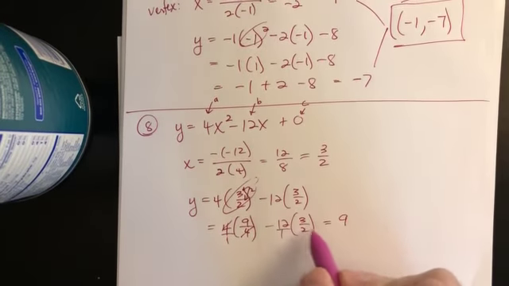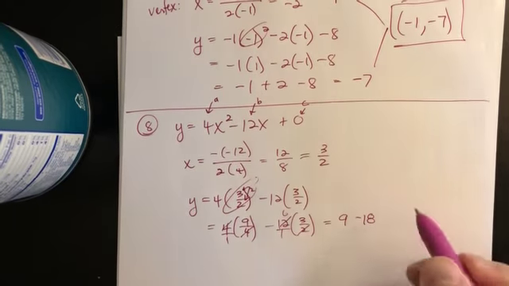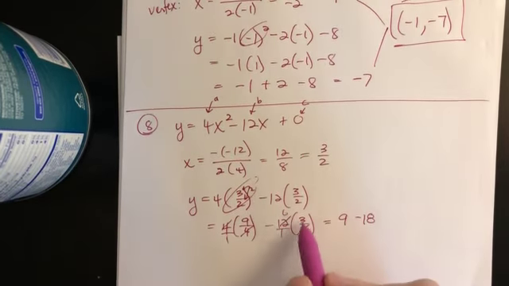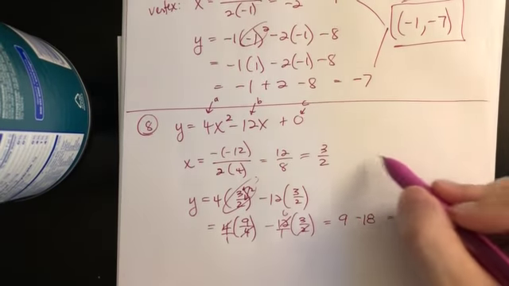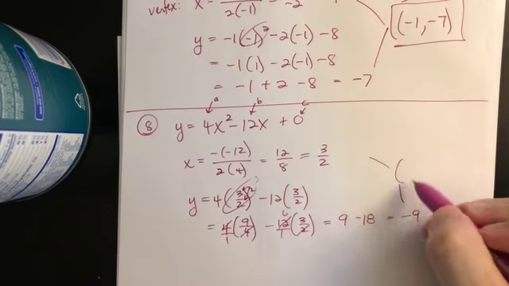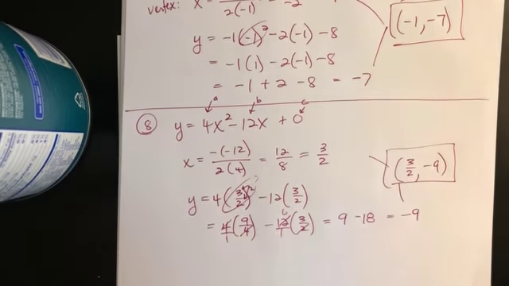And then here, 2 goes into 12 6 times, and then 6 times 3 is 18. Or you can just multiply 36 over 2 and then reduce. But ultimately, you should get negative 9 as your y value, and these two make 3 halves, comma, negative 9. All right. And that's 3.1.